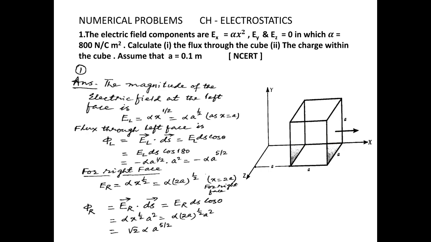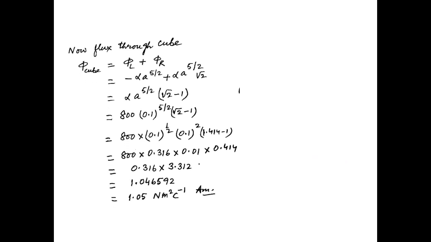For the right face, this is the right face. For the right face you can see the electric field and area vector both pointing in the same direction. So angle between ER and ds is 0. So phi r becomes ER dot ds equal to ER ds cos 0, that is ER ds. So for the right face the value of x will be 2a. Okay. So x is replaced by 2a and phi r is given by root 2 alpha into A to the power 5 by 2.